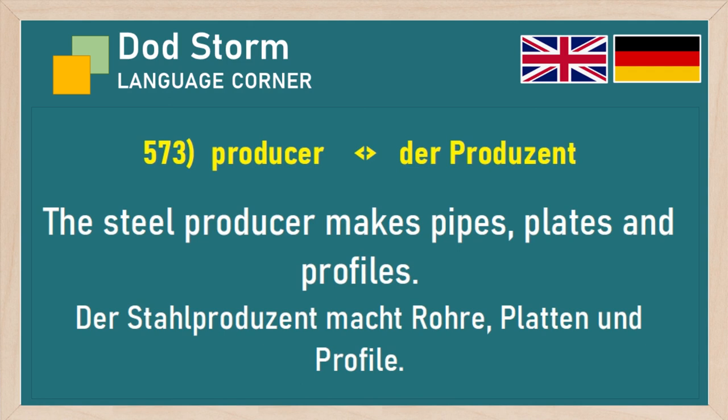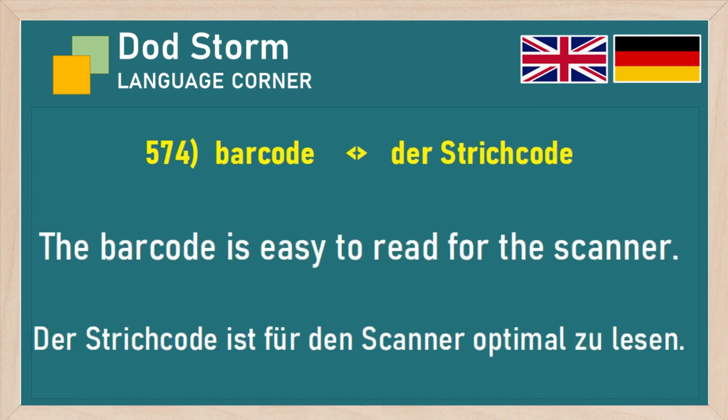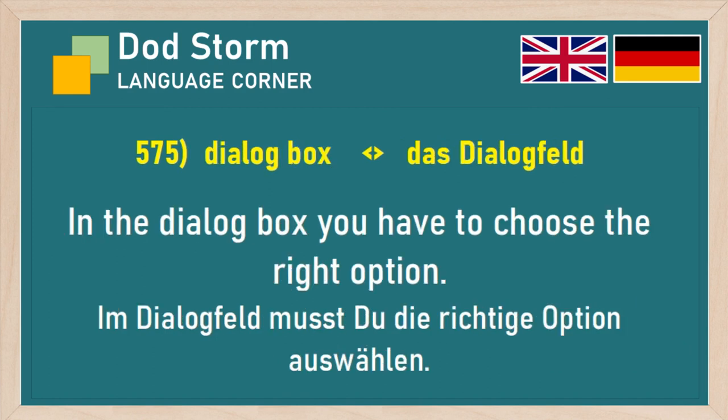The steel producer makes pipes, plates, and profiles. The barcode is easy to read for the scanner. In the dialog box, you have to choose the right option.